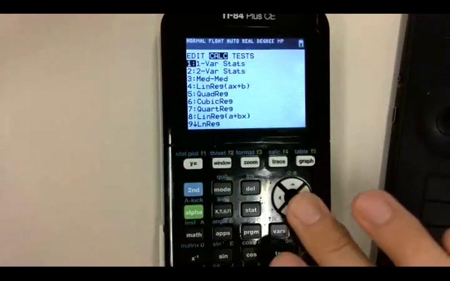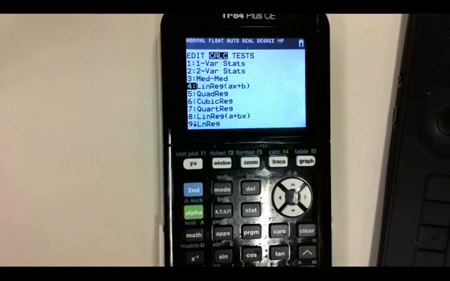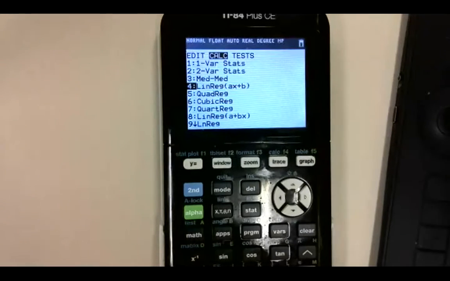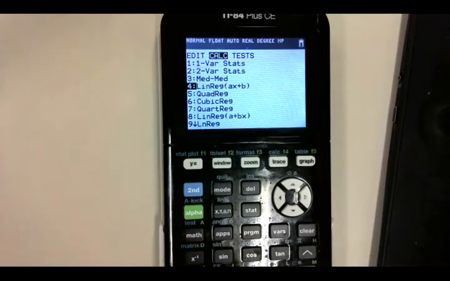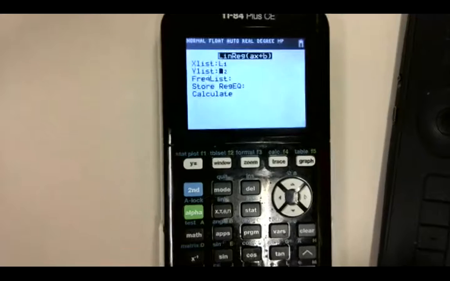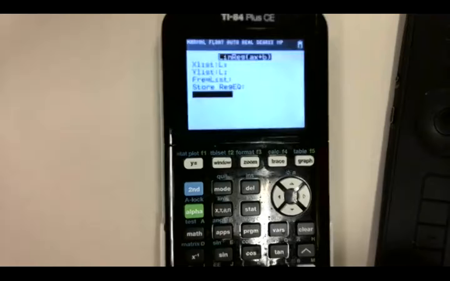Okay. All right. So once you've got this, you go down to linear regression, and it's number 4, ax plus b. Again, if you've kind of forgotten this already, then go back and look at the slip. Make sure that it says L1, L2 all the way through it, and then hit calculate.